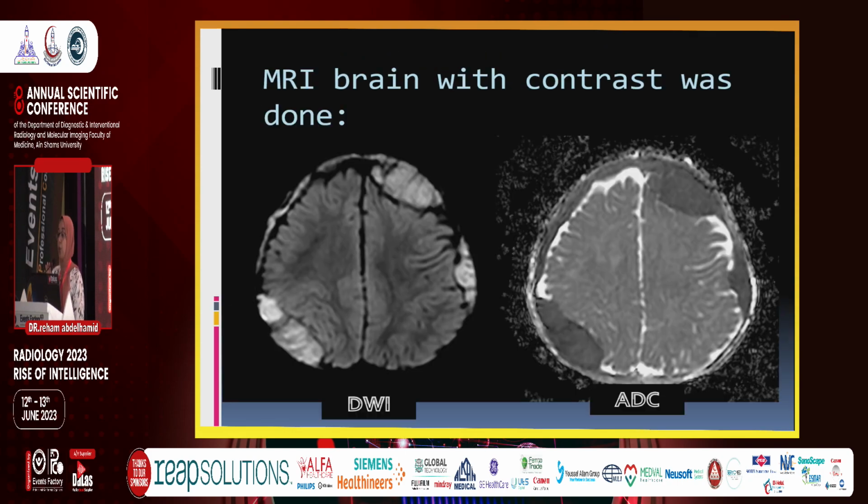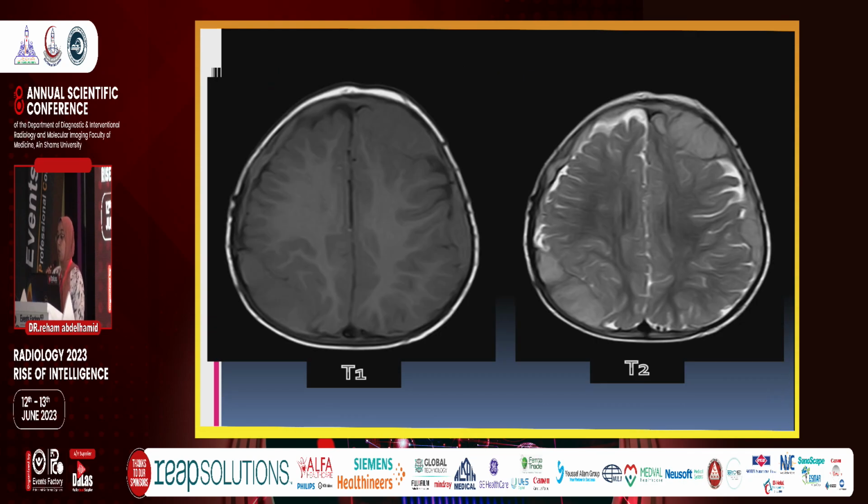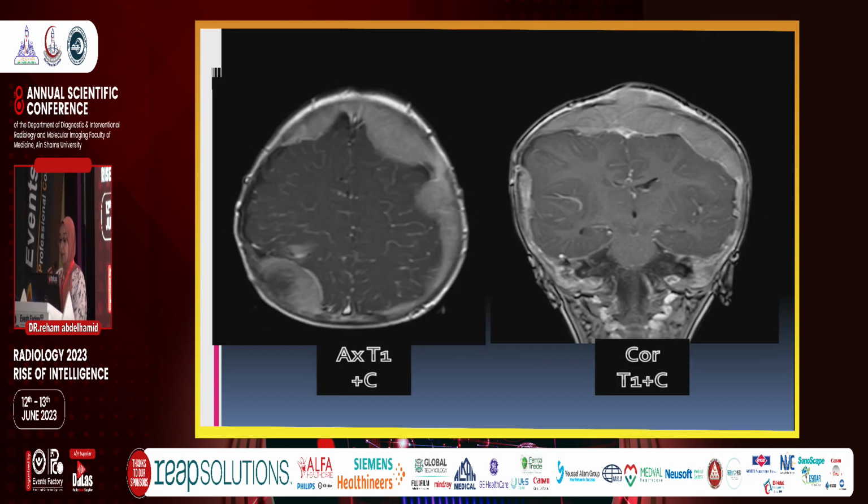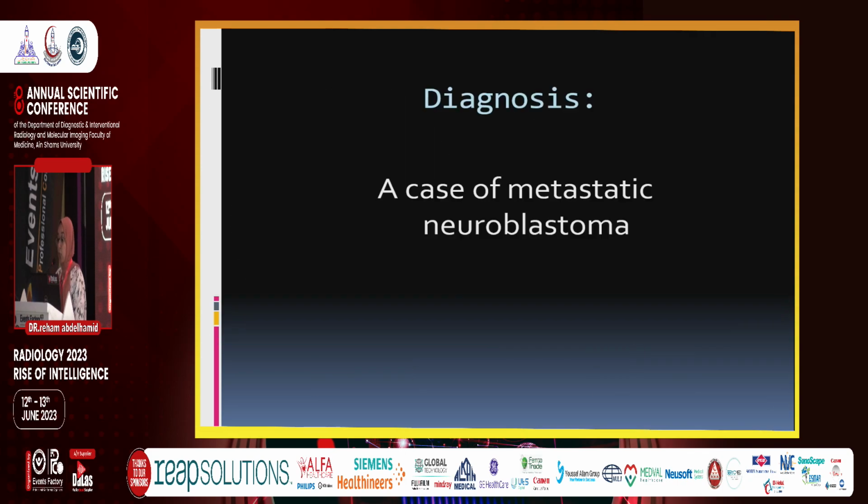Contrast-enhanced MRI was requested and shows these masses exhibiting true diffusion restriction. T1 and T2 sequences show intermediate signal of these masses, and vivid contrast enhancement in the axial and coronal post-contrast images. The diagnosis is a case of metastatic craniocerebral neuroblastoma.